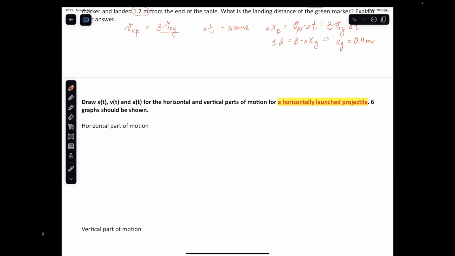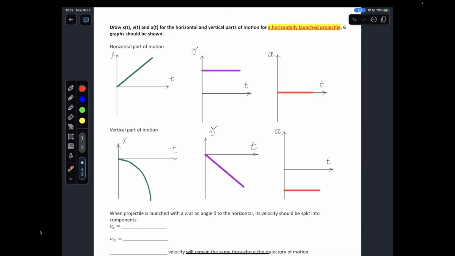Draw x of t, v of t, and a of t for the horizontal and vertical parts of motion 6 graphs. I'm going to pause and draw. You also pause the video and then draw them yourselves. I hope you have something that looks somewhat like what I'm showing you.